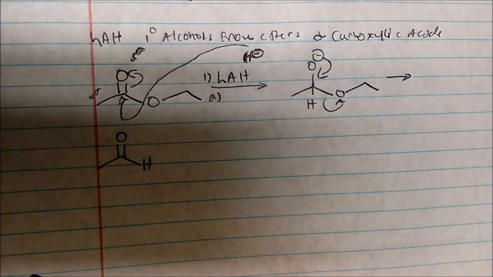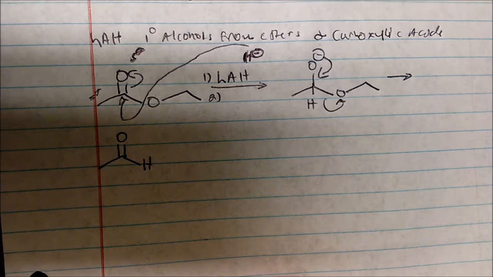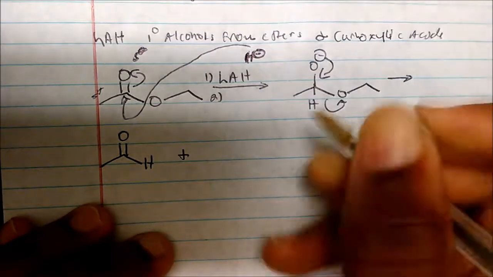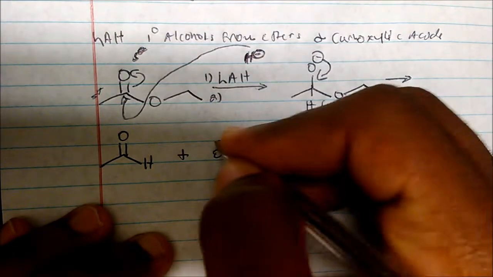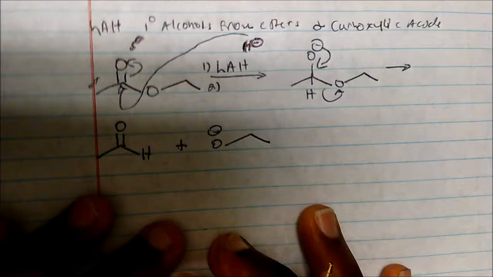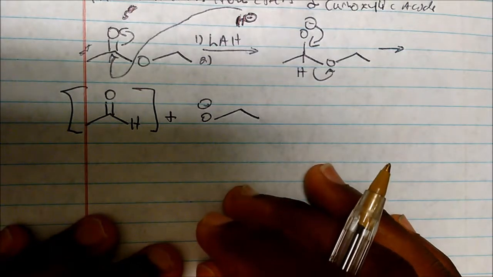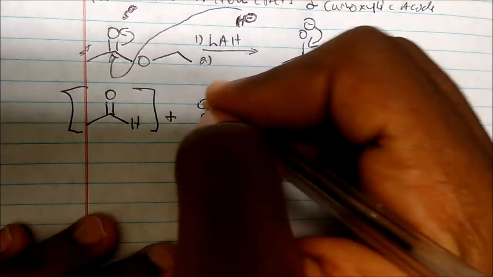We get an aldehyde. You're going to get an aldehyde, and this is an intermediate actually. So we get an aldehyde plus this oxygen that is negatively charged. So these are the products we get right now. This doesn't stay in the reaction for too long. Turns out that this reaction will actually occur again.